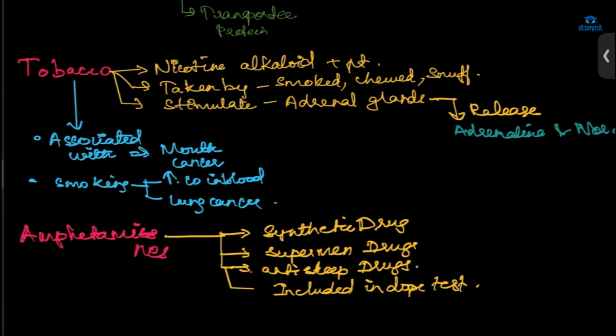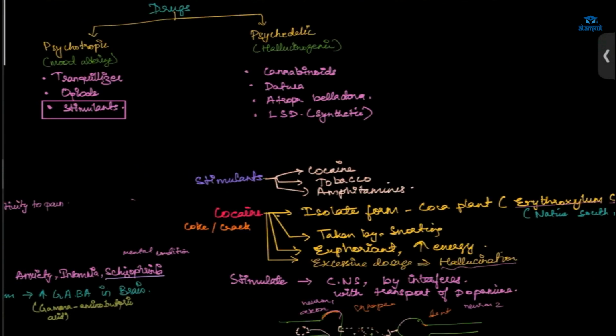Next, we have amphetamine. It is a synthetic drug, right? Athletes use that. That's why if there is a drug test before any sports activity, and the sample contains amphetamine, then the athletes won't have permission to compete. So these are all stimulants.